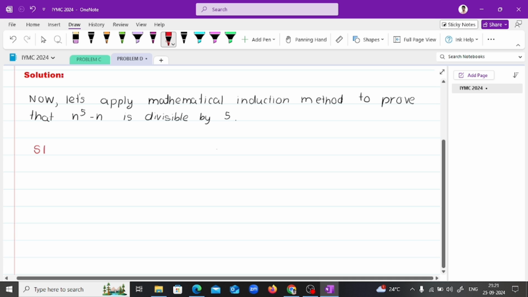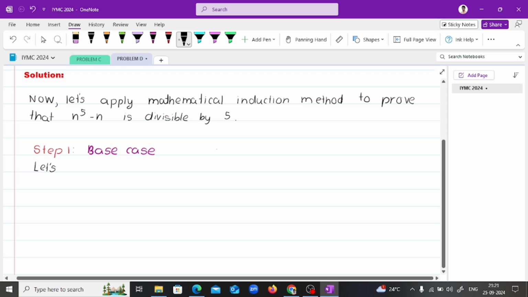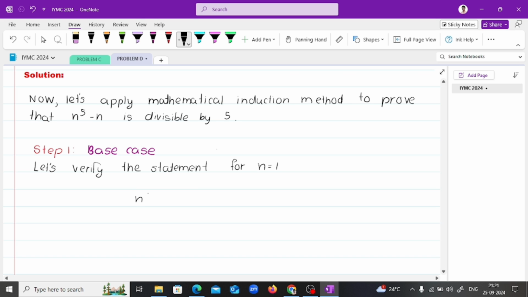Step one, it will be a base case. So first in the base case, as I have earlier mentioned, we will prove the statement for the smallest possible value. Here we will try to prove it for n equal to 1. So let's verify the statement for n equal to 1.